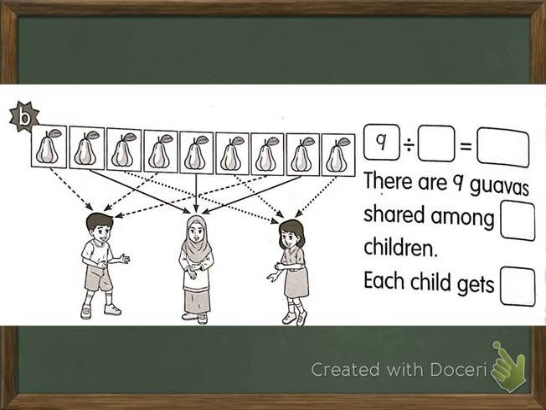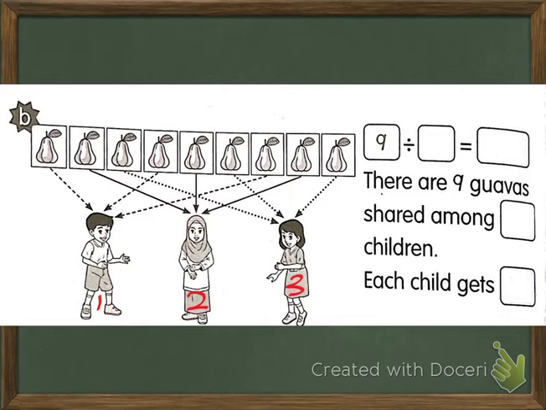Okay, look at another example. Okay, another story. Okay, look at this picture. There is a picture of guavas and a picture of 3 children. Okay, there are 3 children.